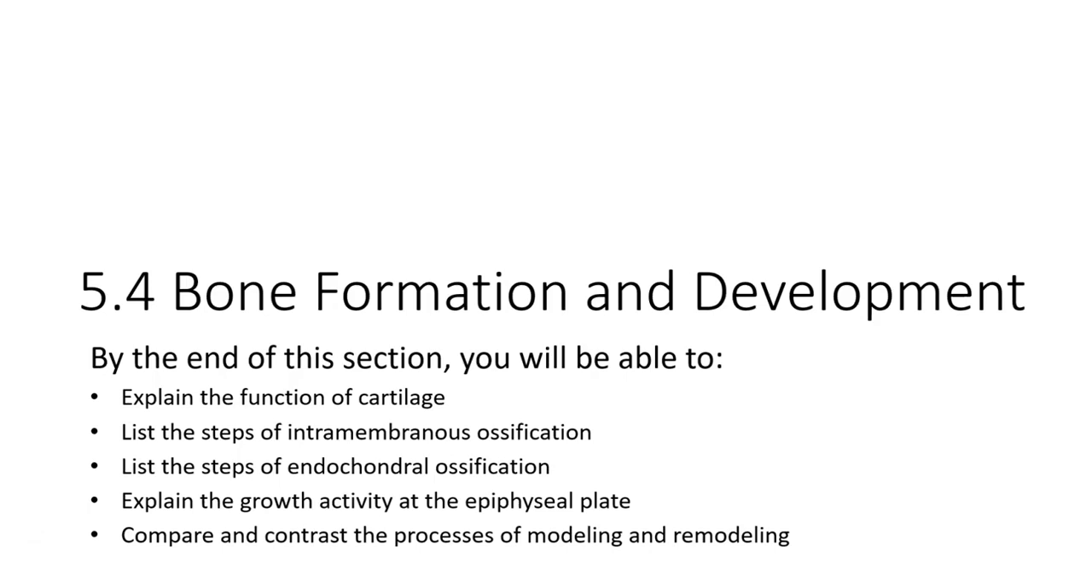Alright, so we are talking about bone formation and development in this video. We're going to talk a little bit more about the function of the cartilage that we find within our bone, and then we're going to talk about the two different types of bone development and formation, which are intramembranous ossification and endochondral ossification. Then we're going to talk about that growth activity at the epiphyseal plate that I mentioned in a previous video. And then we're going to look just a little bit at how bone is modeled, so initially formed, and then remodeling, which is repair of bone tissue after an injury like a fracture.